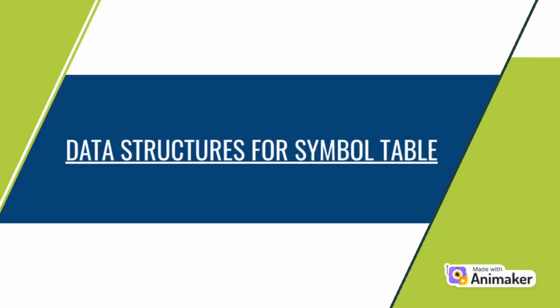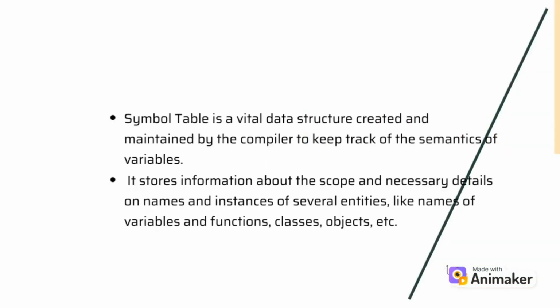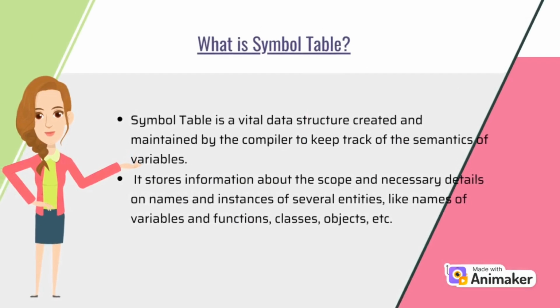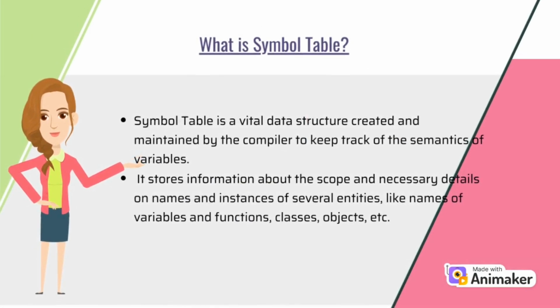Data structures for symbol table. Symbol table is a vital data structure, created and maintained by the compiler, to keep track of the semantics of variables. It stores information about the scope and necessary details on names and instances of several entities, like names of variables and functions, classes, objects, etc.